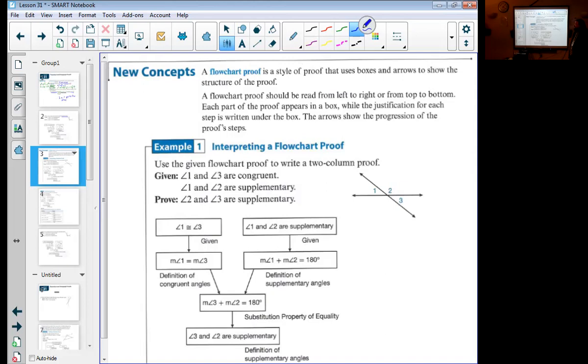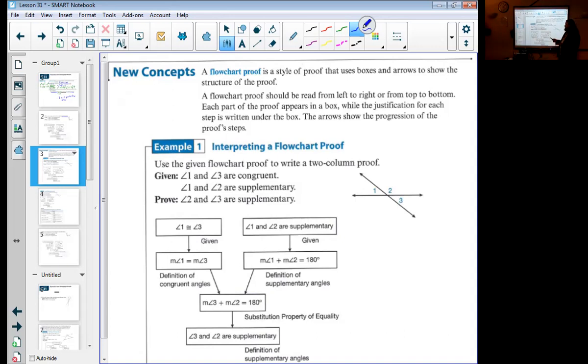So here we are asked to interpret a flowchart proof. It says use the given flowchart proof to write a 2-column proof. Given that angle 1 and angle 3 are congruent, angle 1 and angle 2 are supplementary, prove that angle 2 and angle 3 are supplementary. So here it's asking us to do that.